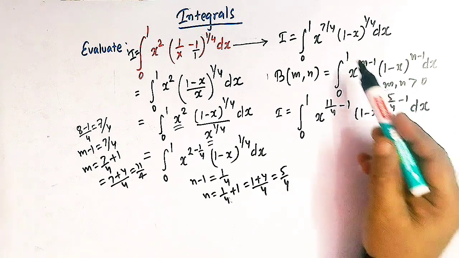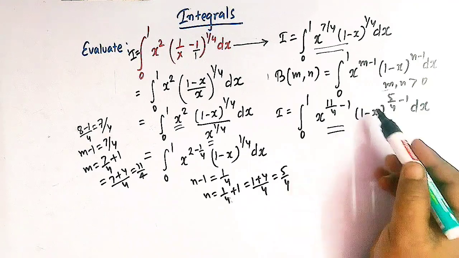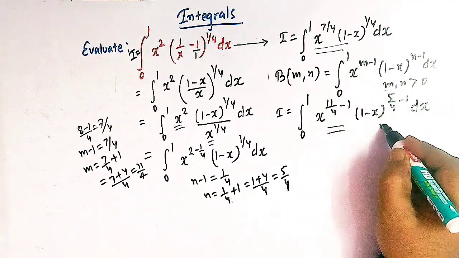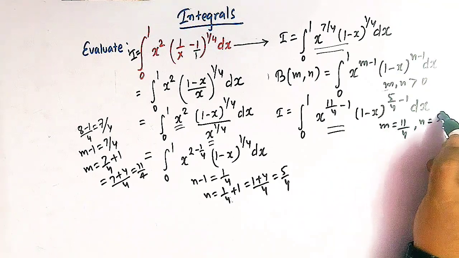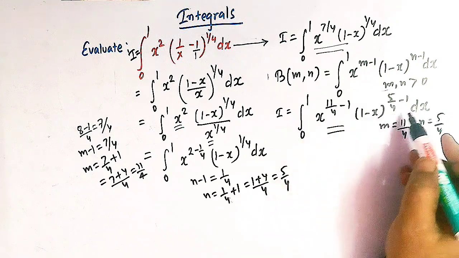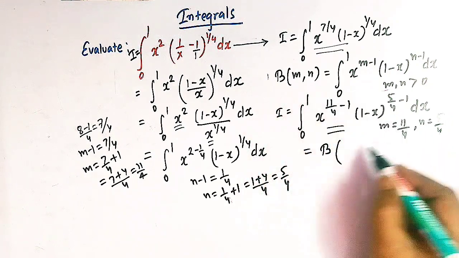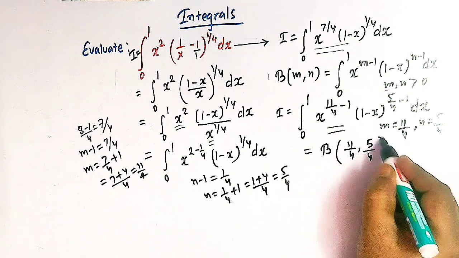So now we have expressed this integral like this, and if we see the two integrals, we have m is equal to 11 by 4 and n is 5 by 4. So this integral is now equal to beta of m comma n. M is 11 by 4 and n is 5 by 4.